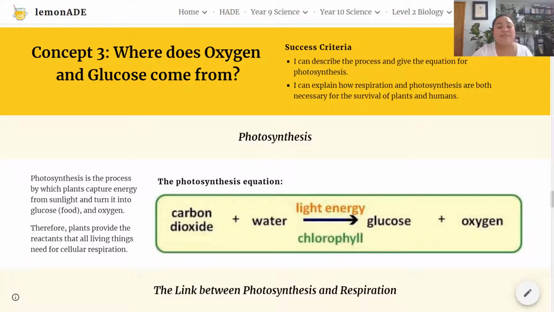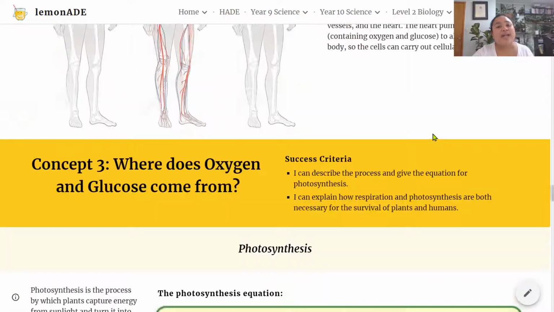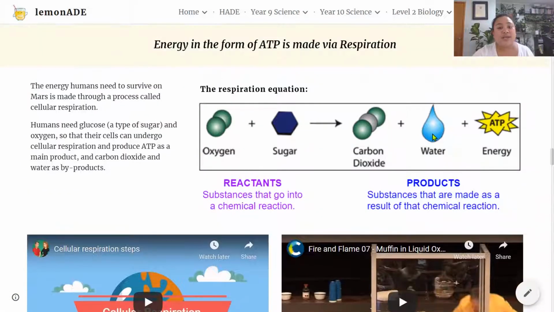This video is about Concept 3: where does oxygen and glucose come from? By the end of this lesson, you should be able to describe the process and give the equation for photosynthesis. And you should be able to explain how respiration and photosynthesis are both necessary for the survival of plants and humans. So in the previous lesson, we talked about this process of respiration, and I'll just bring up this respiration equation that you learnt about.